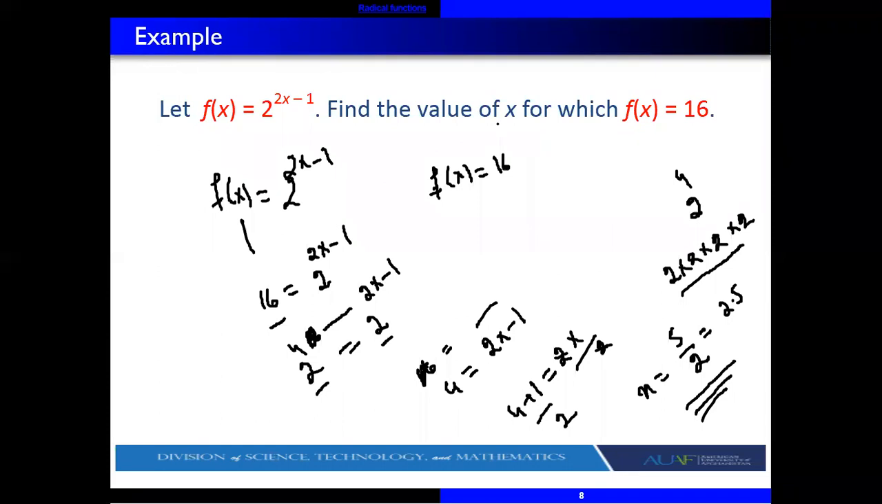When both sides' bases are same, like one side base is 2, second side base is 2, so then you can compare their power. But when bases are not same, then you cannot compare.